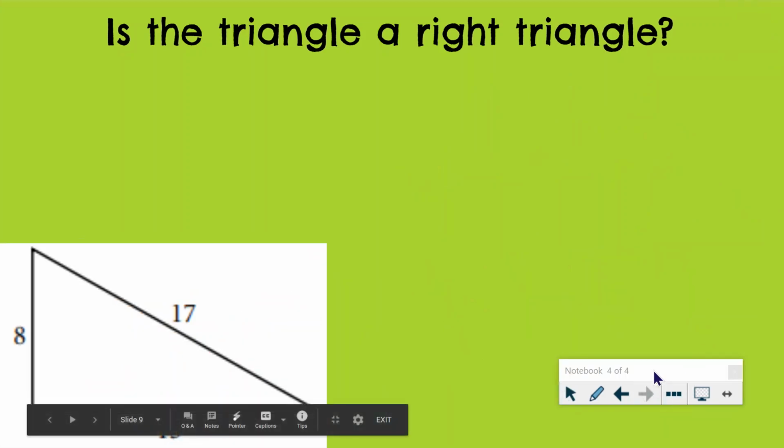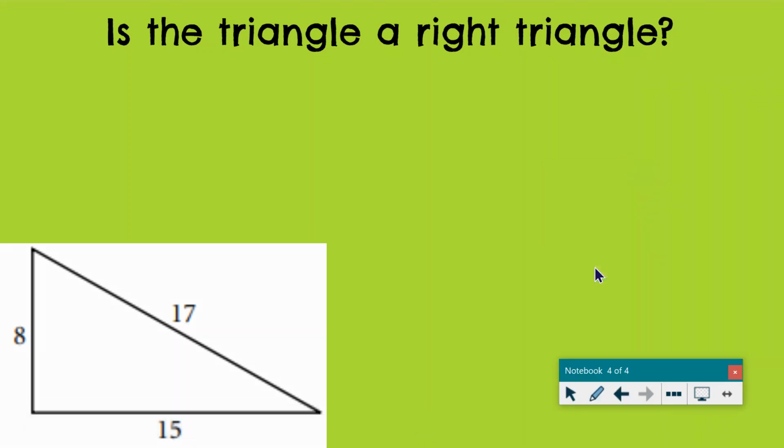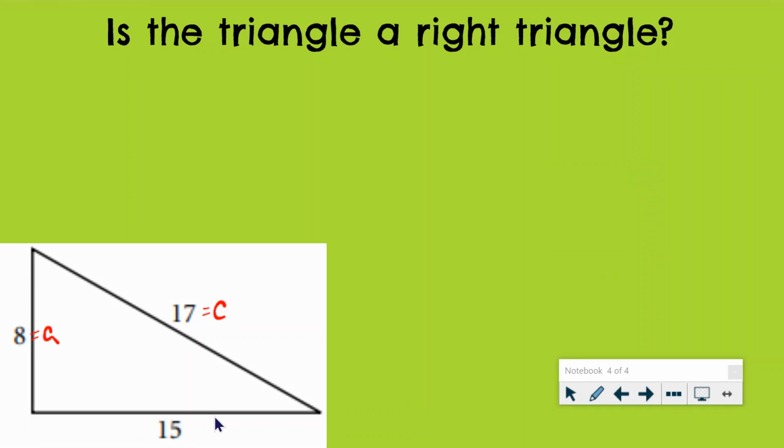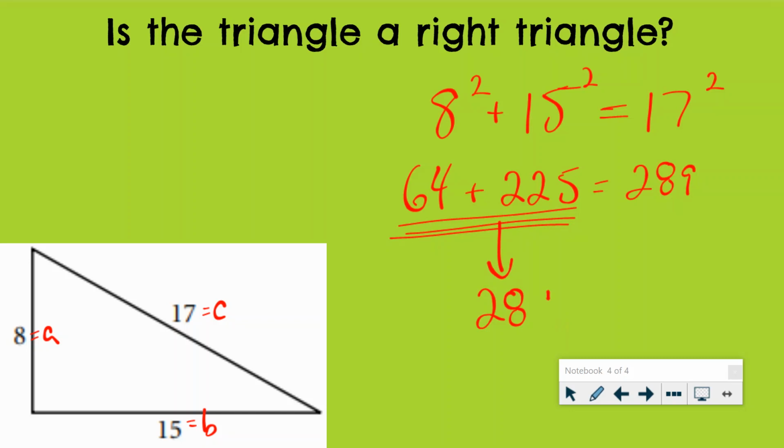I'm going to do a couple more examples there. We see we have a different orientation, but it doesn't really change the problem. I'm still just looking at my longest side as C. I'm going to call my shortest side A, and then the middle side I'll call that B. So that's 8 squared plus 15 squared, A squared plus B squared. I'm hoping that equals C squared, or 17 squared. 8 squared is 64. 15 squared is 225. 17 squared is 289. And these two added together equals 289 also.